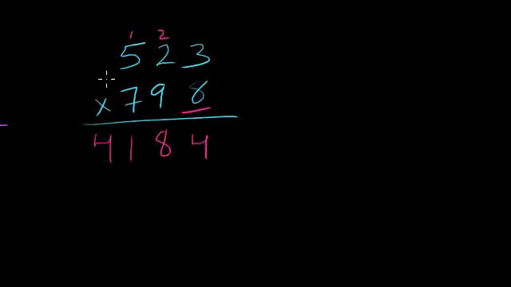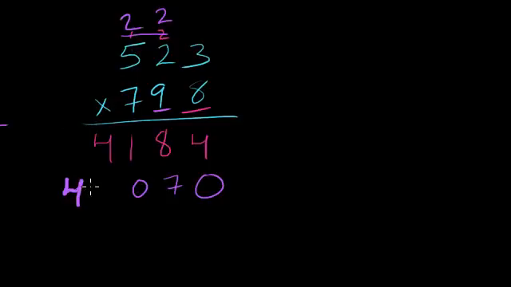We're not done. We have to multiply it times the 90 and the 700. So let's do the 90 right there. It's a 90, so we'll stick a 0 there. It's not a 9. So 9 times 3 is 27. 9 times 2 is 18. 18 plus 2 is 20. And then we have 9 times 5 is 45. 45 plus 2 is 47.